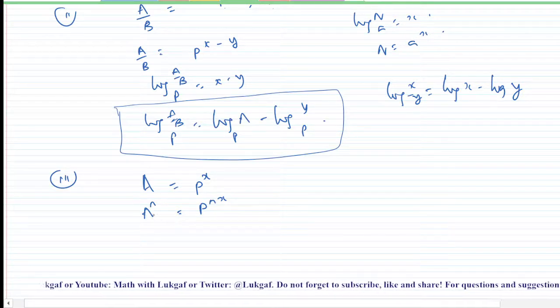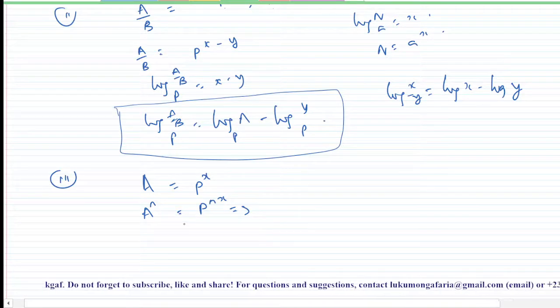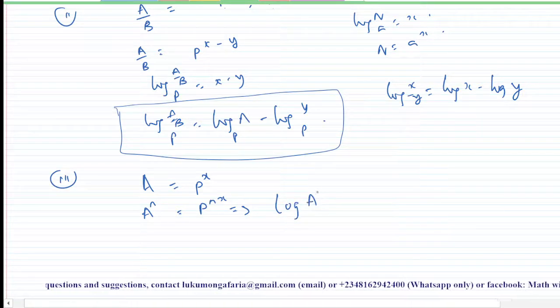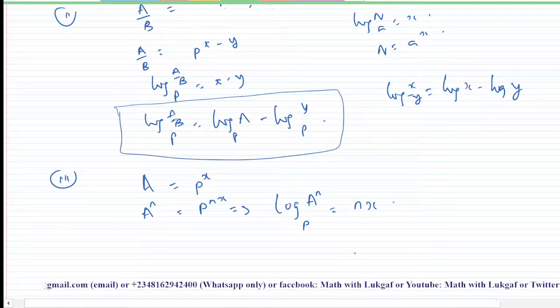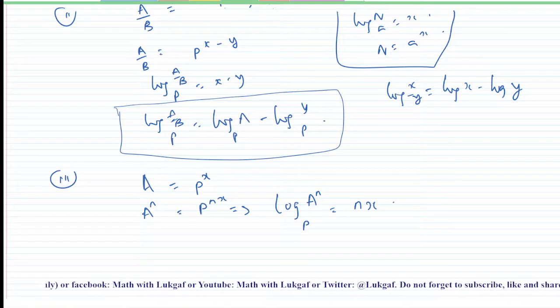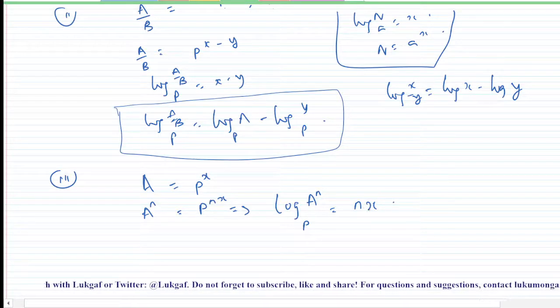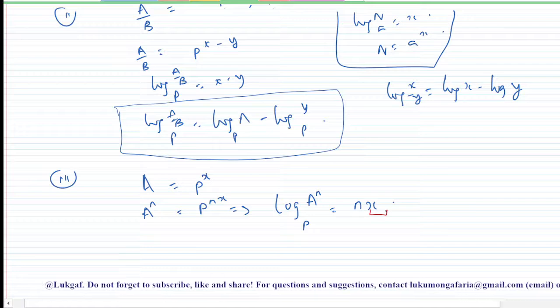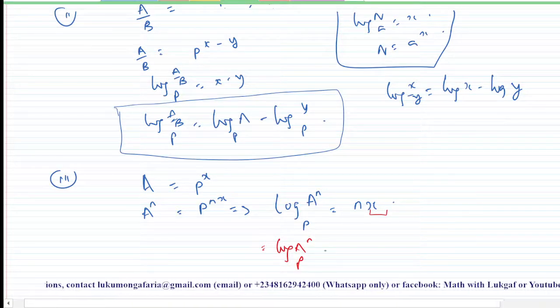You understand? Now you can observe that this is also an indicial equation. If you convert it to a logarithmic equation, I'm going to have log A raised to power n base P is equal to nx. So by virtue of this law, if that is clear, then you can now simplify this further. If you simplify this further and substitute the value of x, remember that your x is log A base P. You understand now? Then I'm going to have that my log A raised to n base P is equal to n.